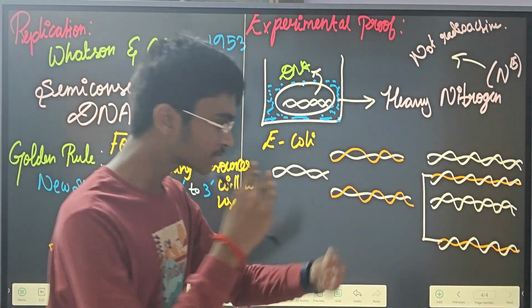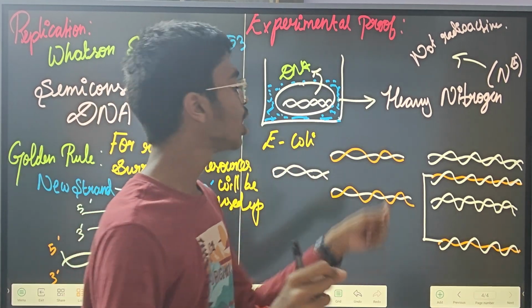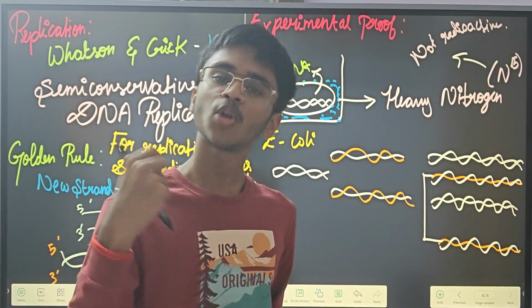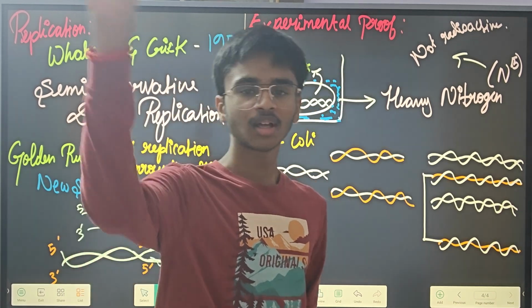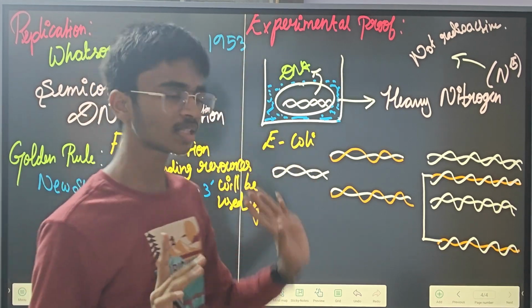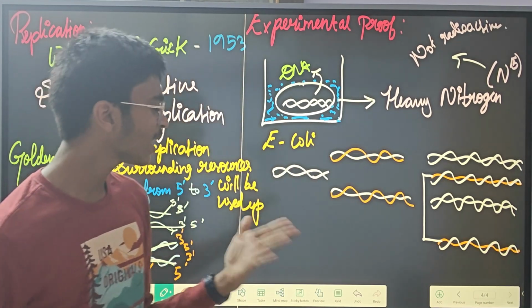Even if the next step happens by replication, there will still be only two hybrid DNAs. No matter how many replications happen hereafter, there will be only two different hybrids. So why has he done it like this?